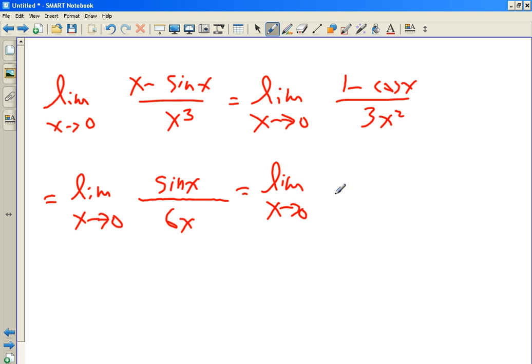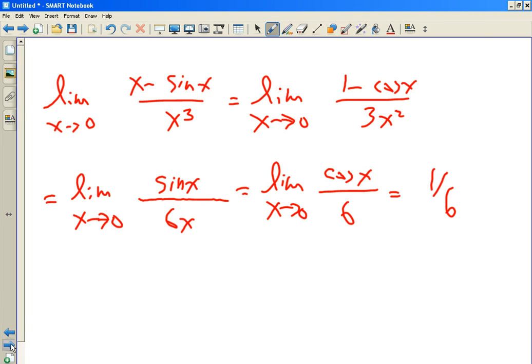If it's still 0 over 0, just keep on doing the derivatives. Derivative of the top? Cosine. Derivative of the bottom? 6. Okay, now plug in 0. 1 over 6. Good. That's it. So keep on doing it until it changes from 0 over 0. Once it changes, it's either to an undefined answer or to its actual number. You're done. Okay? Here's another one like that. Ready?